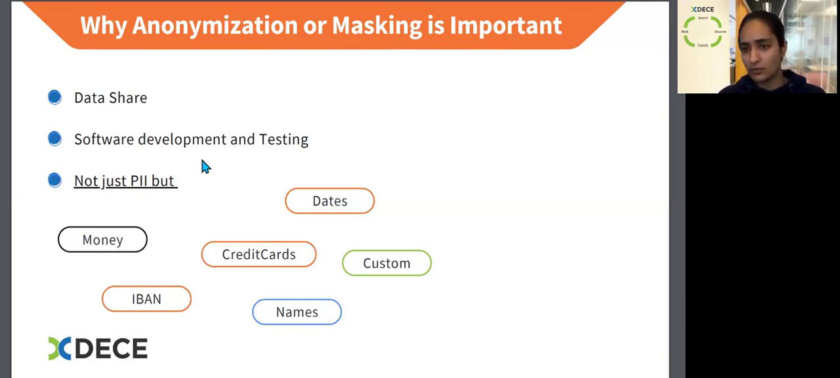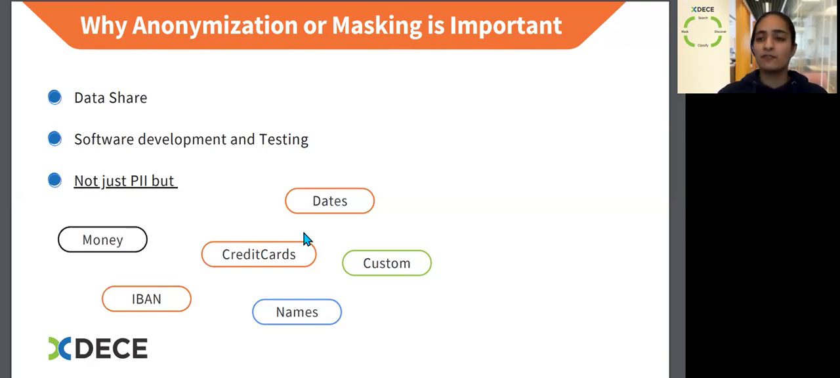Now, another very important point to consider is what is the type of data that GEODI can help you anonymize or mask? We can help you anonymize and mask personal data, ID card numbers, telephone numbers, email addresses. We can help you mask not just PII data, but also money value. We can help you mask financial information such as credit card numbers, IBAN numbers. We can help you mask commercial information. We can help you mask dates, or if there's any other custom values that you'd like us to mask, we can do that.